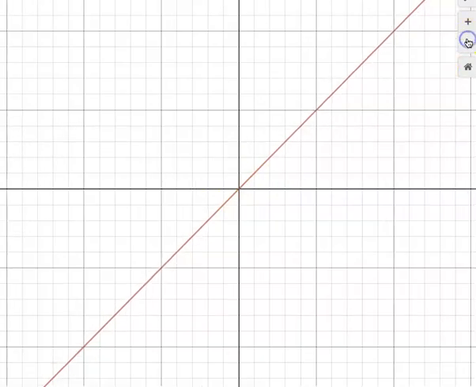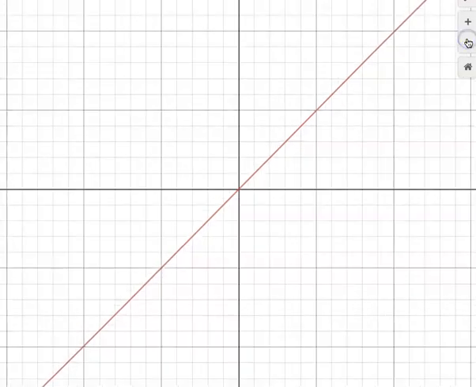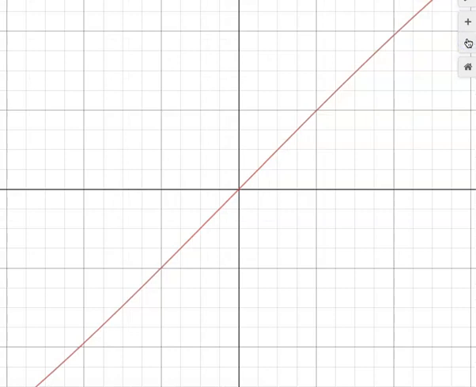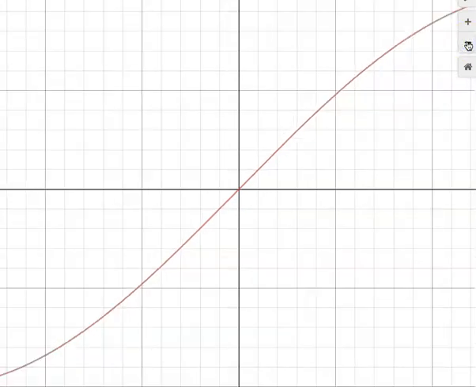Let's zoom out again. Still looks linear to me. I must have been really zoomed in. Let's zoom out again. Still looks linear, still looks like the graph y equals x. Let's zoom out again. I continue to zoom out here. Oh, wow. Now it's not linear anymore, is it?